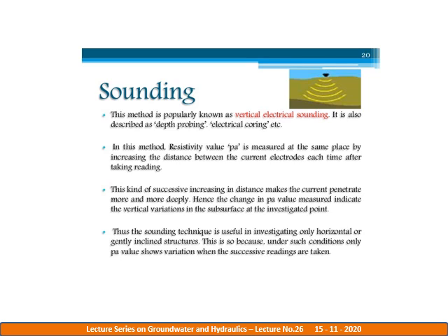Next, sounding. The sounding method is popularly known as vertical electrical sounding. It is also described as depth probing, electrical coring, etc. In this method, the resistivity value Pa is measured at the same place by increasing the distance between the current electrodes each time after taking readings.